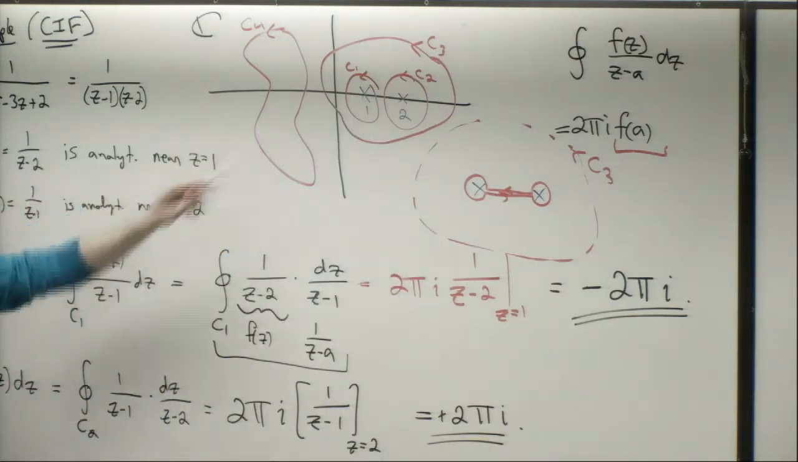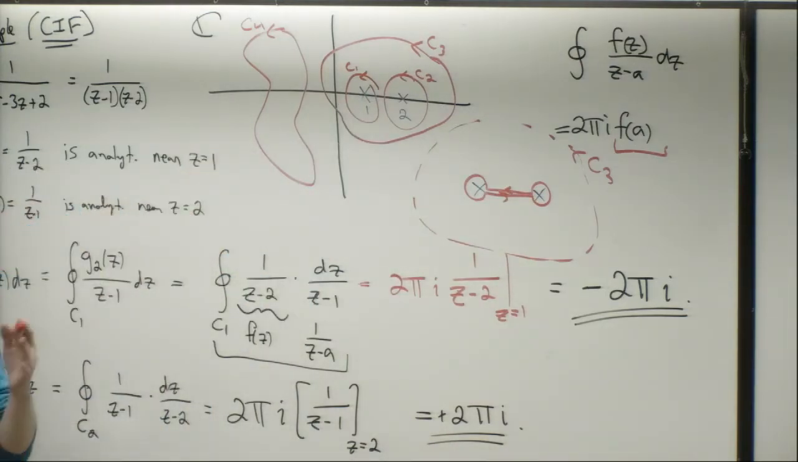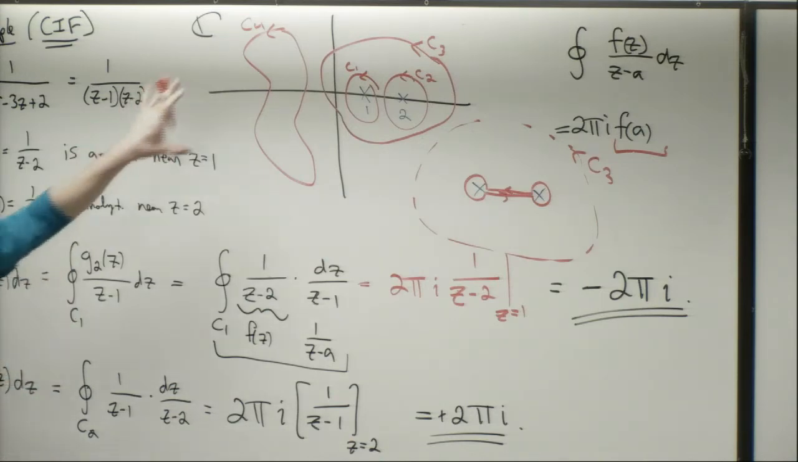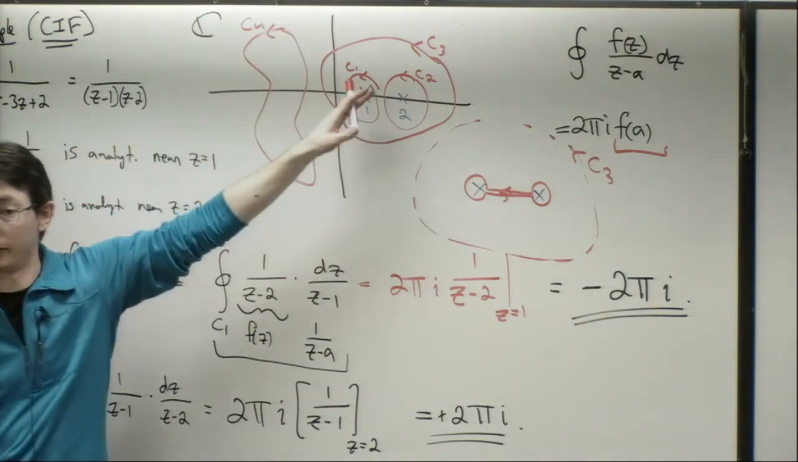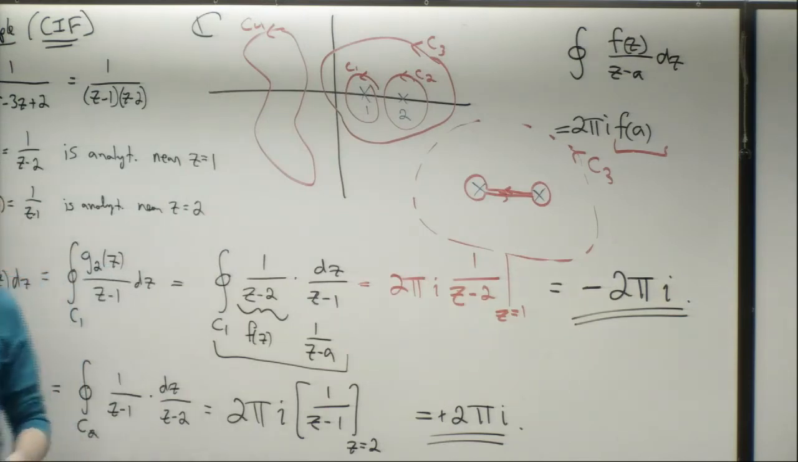And what's the integral of C4? 0, right? Because the function is analytic in this region, even though it's got singularities over here. It's smooth over here. Okay, not as simple of a problem as I thought.